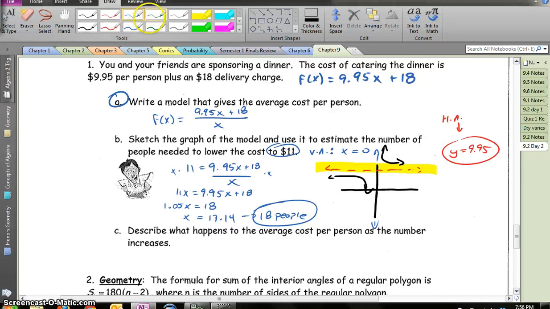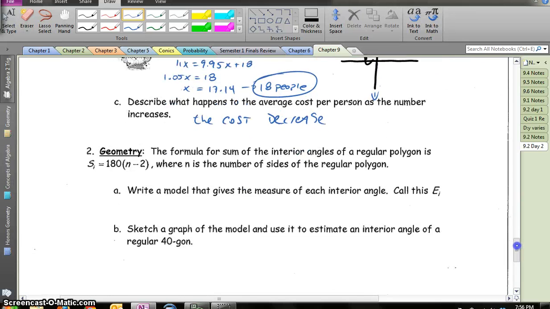All right, so the cost is actually going to decrease. The more people we have, our cost decreases. Why I put an S there, I don't know. The cost is going to decrease because that $18 is getting chopped up again. All right, good. Let's try another one.